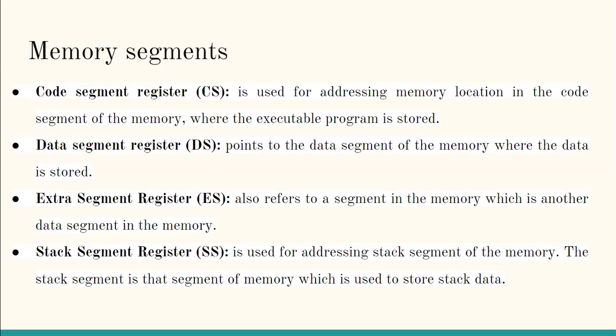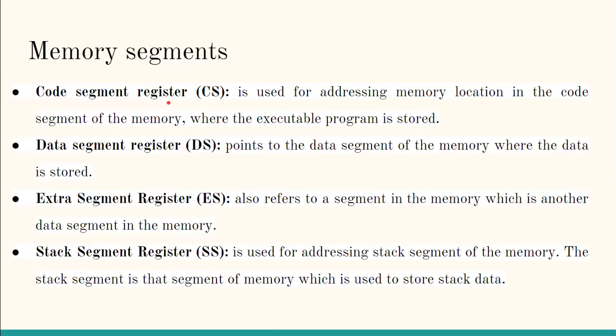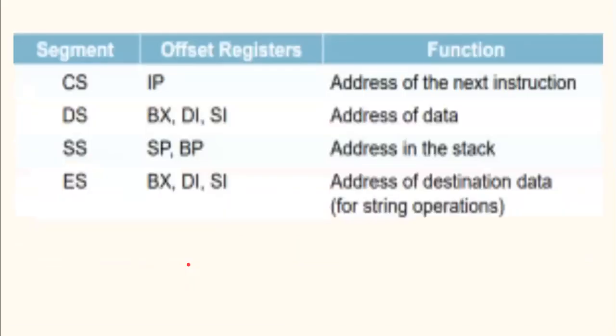The base address of every segment is stored in its particular segment register. So the CS register, the code segment register, stores the base address of the code segment. The data segment register stores the base address of the data segment. The extra segment register stores the base address of the extra segment. And the stack segment register stores the base address of the stack segment.